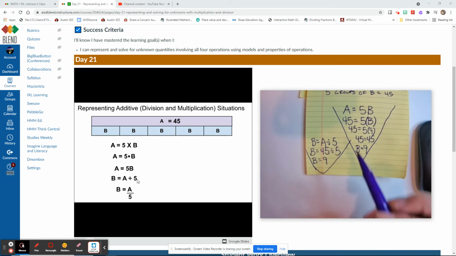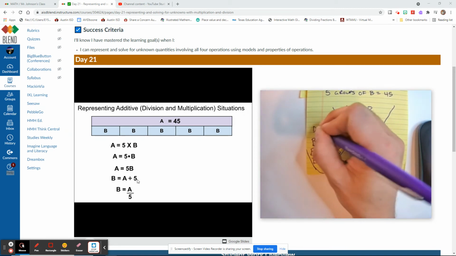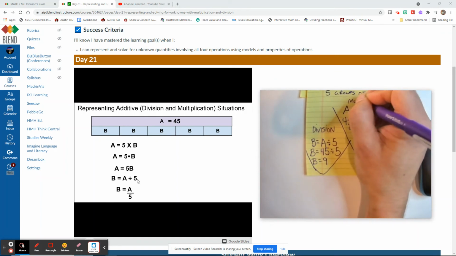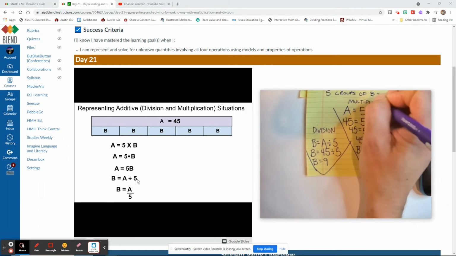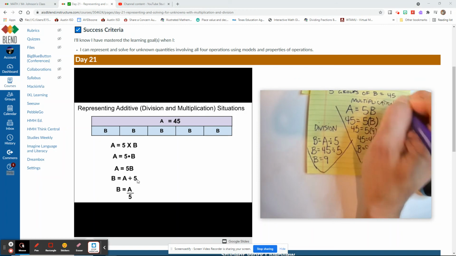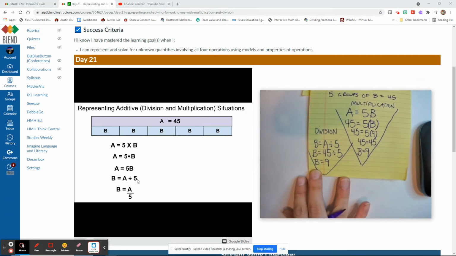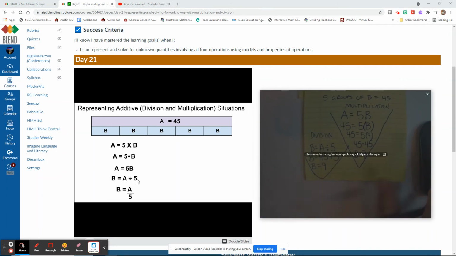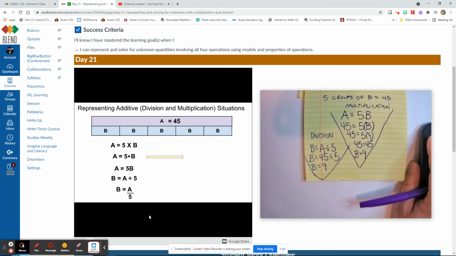So 5 times B equals 45, so that means that B is equal to 45 divided by 5. So this is the division equation that found us the answer, and here's the multiplication one that found us the same answer, right? Both equations found us the answer. So whichever one you're more comfortable with can help you find the answer too. So we're going to continue and do the same thing on the next example.